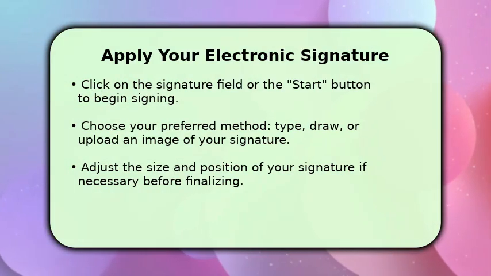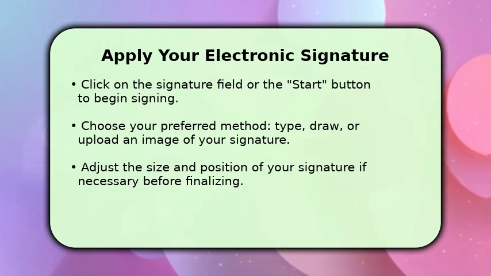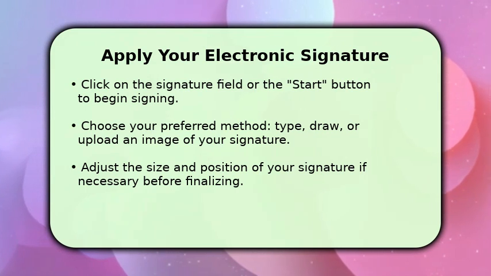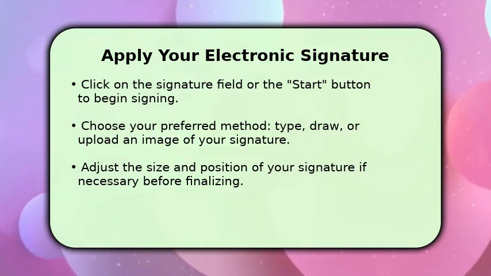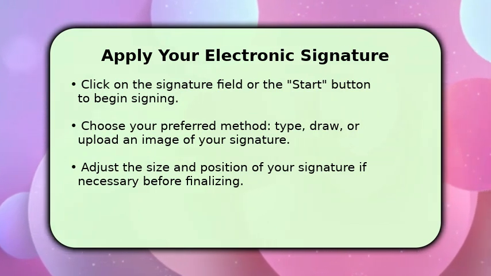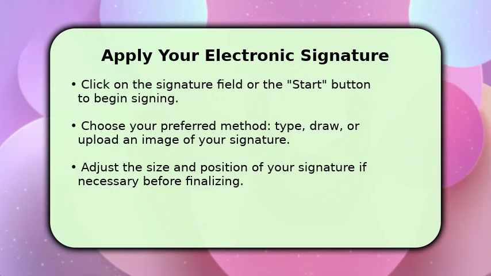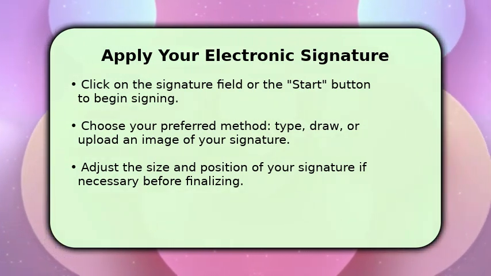To apply your signature, simply click on the designated signature field within the document. Adobe Sign offers 3 convenient options for creating your signature. You can type your name, draw your signature using your mouse or touchscreen, or even upload an image of your handwritten signature. Select the method that works best for you, then place your signature precisely where it needs to be.